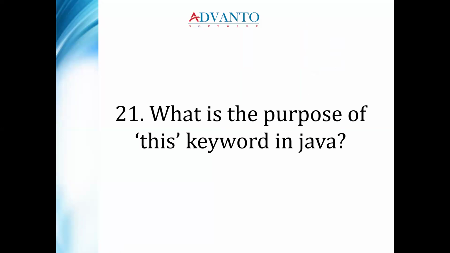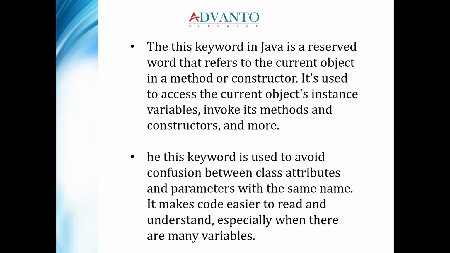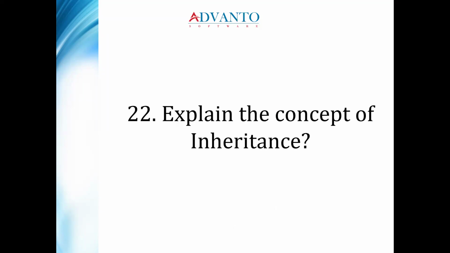The question is, what is the purpose of this keyword in Java? The this keyword in Java is a reserved word that refers to the current object in a method or constructor. It is used to access the current object's instance variables, invoke its methods and constructors, and more. This keyword is used to avoid confusion between class attributes and parameters with the same name. It makes code easier to read and understand, especially when there are many variables.